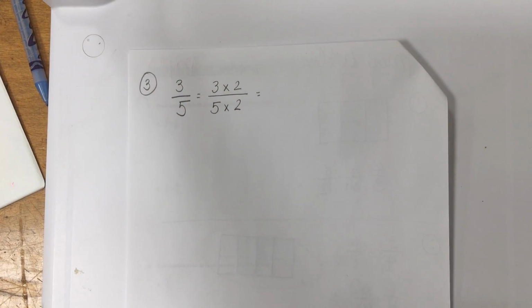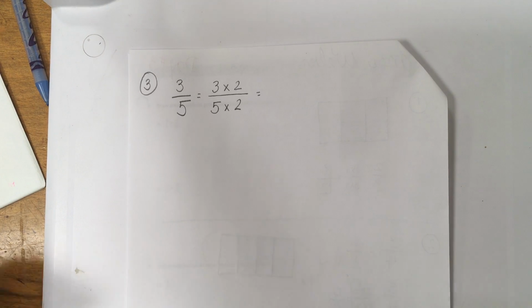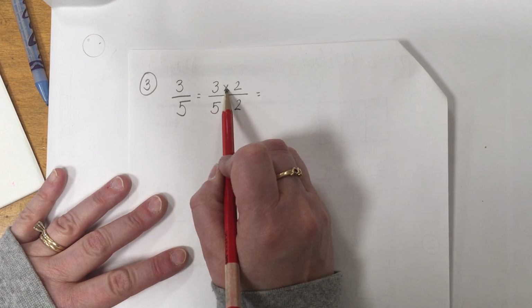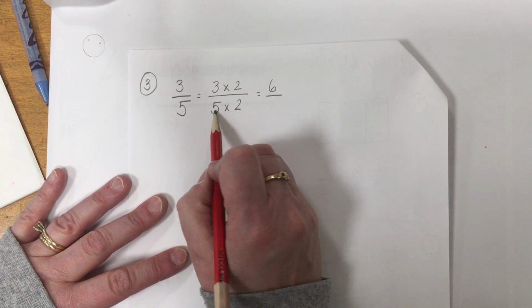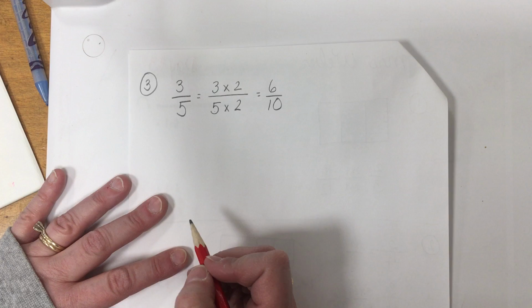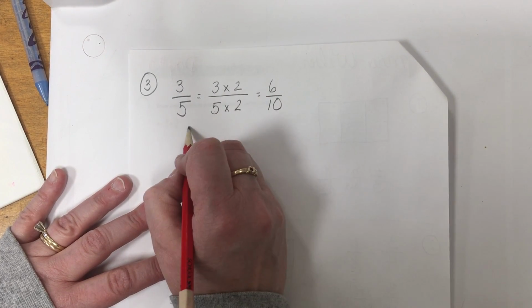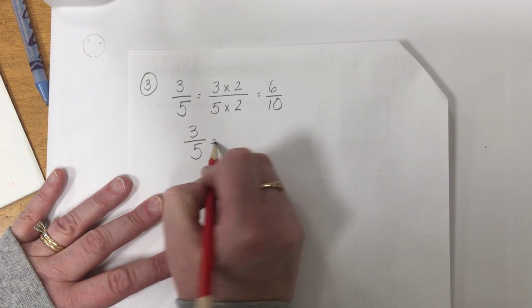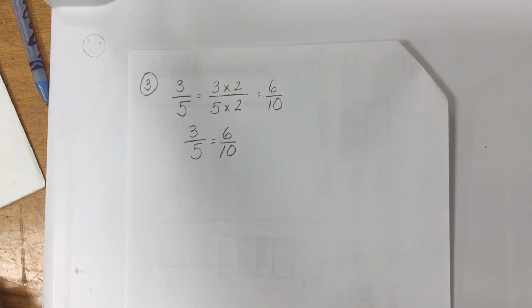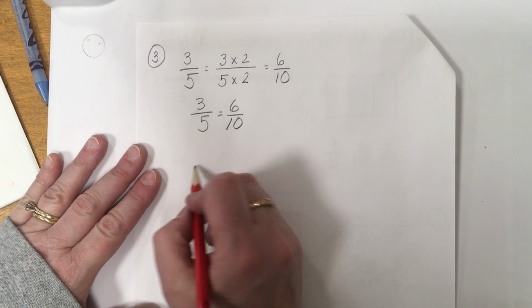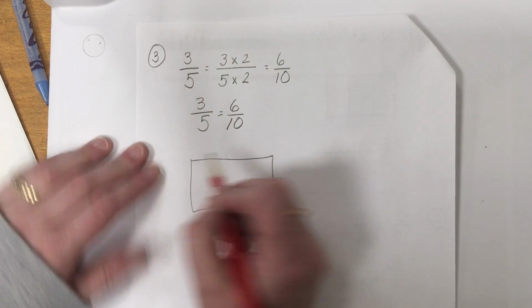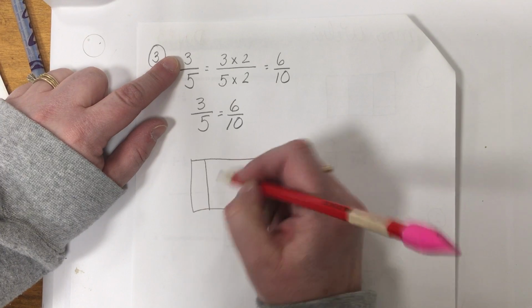Just remember the rule. If you multiply the numerator by a 2, you must multiply the denominator by a 2 when making equivalent fractions. So 3 times 2 is 6. 5 times 2 is 10. So I just proved that 3/5 is equal to 6/10. Now, can I show that with an area model? Absolutely. I started with 3/5.